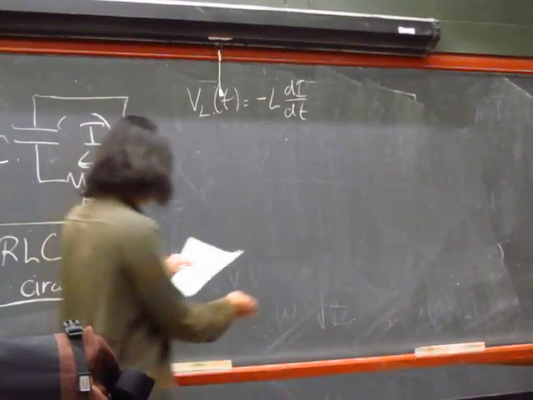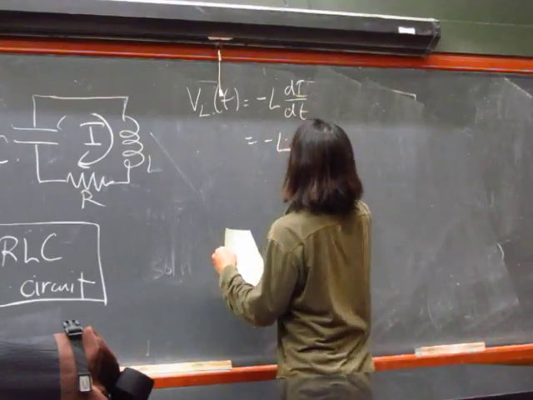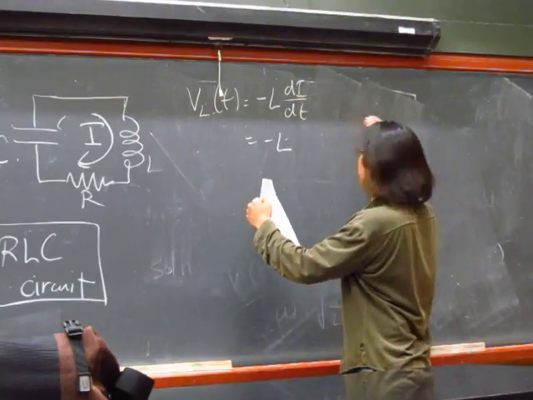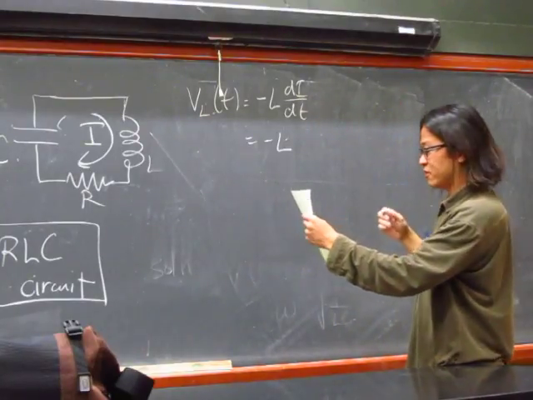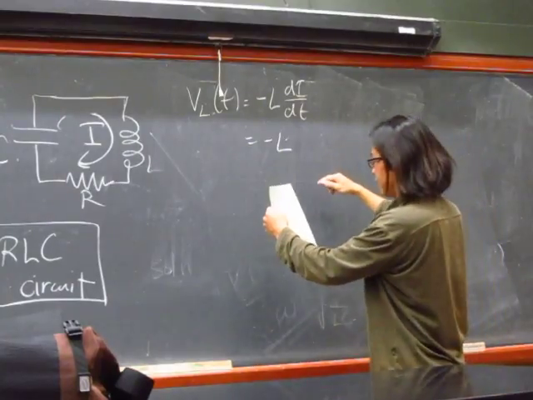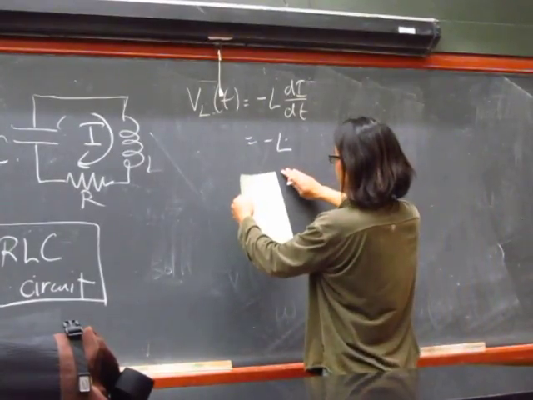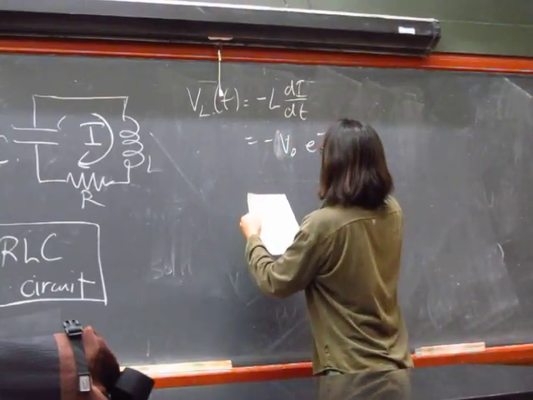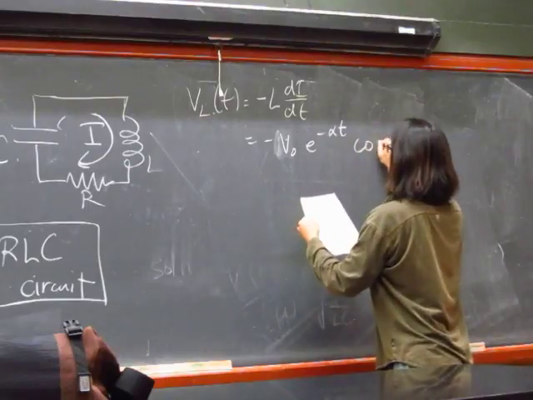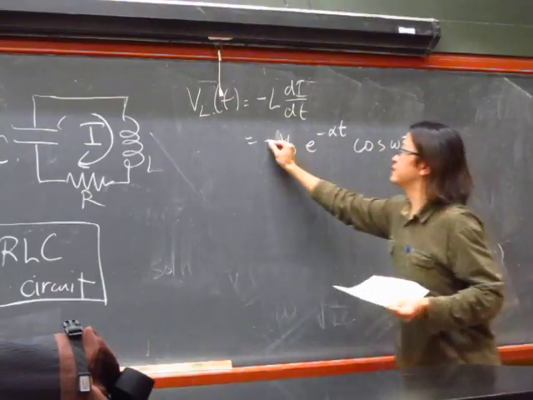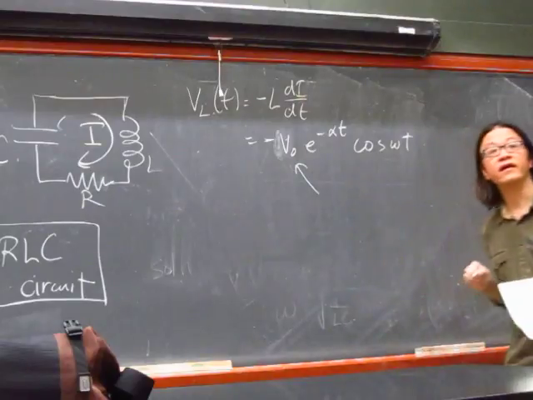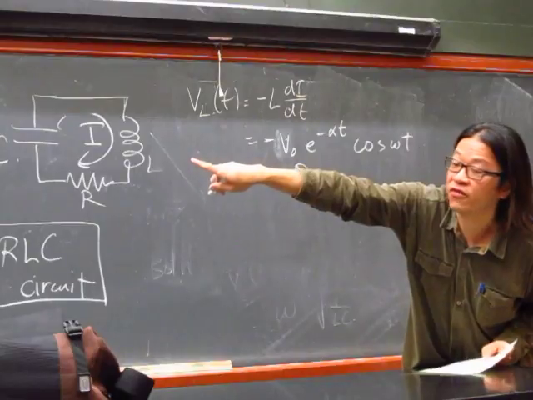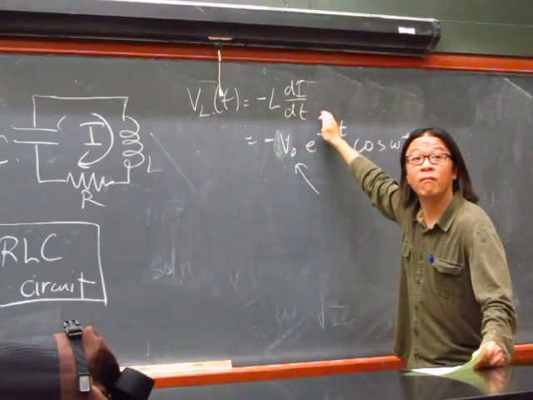So when you do the math, this is equal to minus L, and then you take the formula for the current and differentiate with respect to time, right? I don't have time for all the algebra, but if you do all the algebra, this is going to be equal to minus V naught e to the minus alpha t cosine, with the minus sign. Just take the formula for I and differentiate it with respect to time.